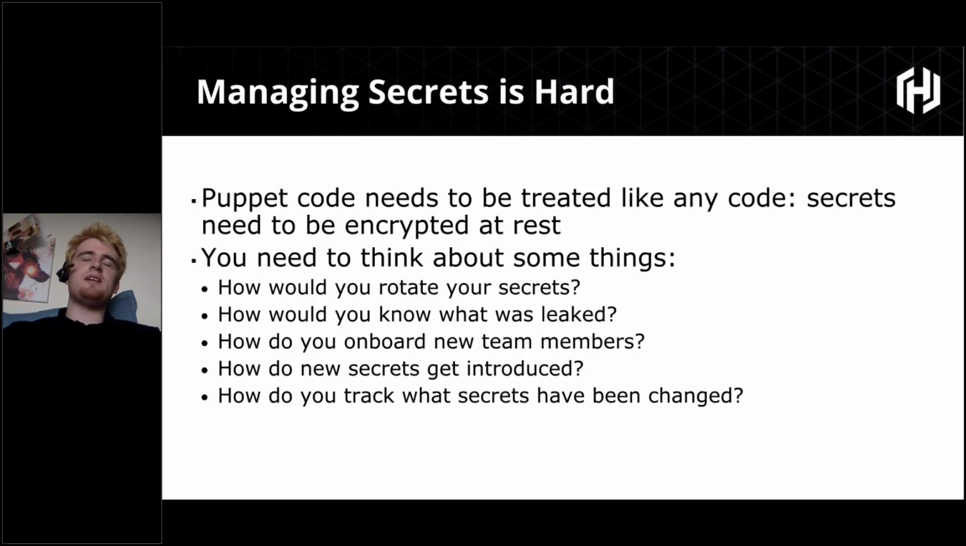So when you're writing Puppet code and thinking about the security aspects, you need to think about some things. So how do you rotate your secrets? When they are leaked, how do you know if they're leaked? When a new team member comes on board the team, how do you actually onboard them and how do you introduce them to how the secret process works? How do you give them the passwords in the first place? When you need a new secret, how do you actually get that introduced into the code? And how do you track when secrets have been changed? So if someone says, oh, we have had a leak, or oh, we have to change this password, it's within the 30-day rotation window, how do you actually know that that's happened?